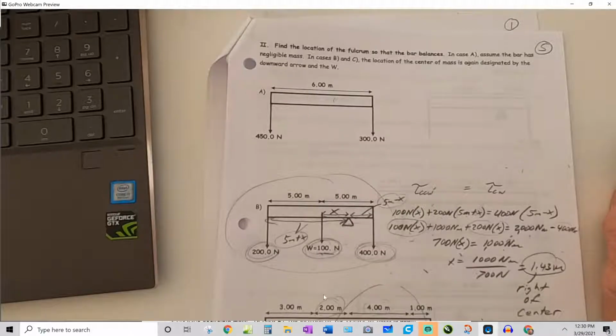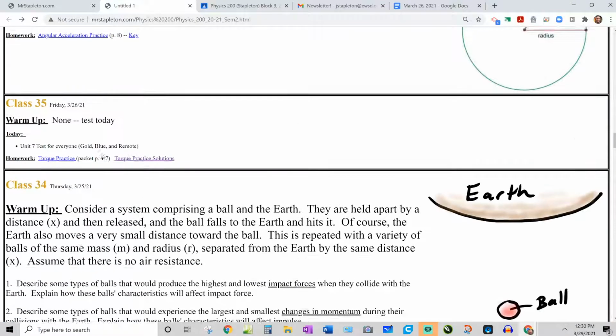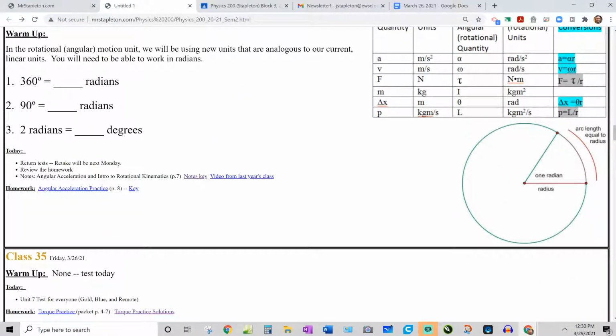All right. Well, we're going to go on to the new thing then. And the new thing is angular acceleration, an introduction into rotational kinematics. So hopefully you have your packet. This is on page 7 of the packet.